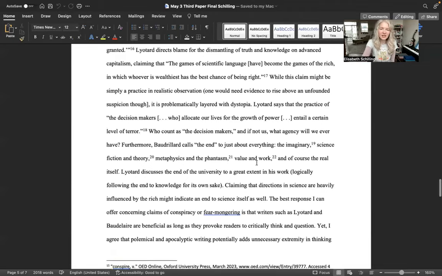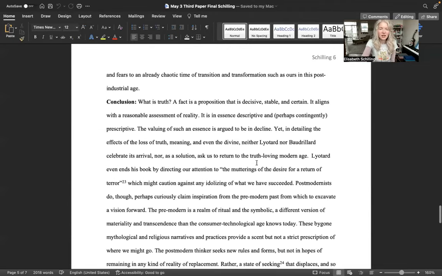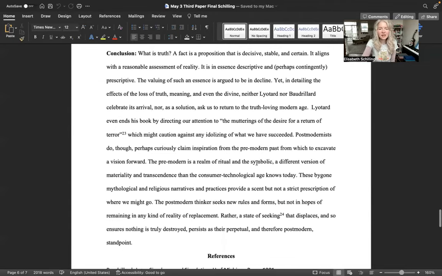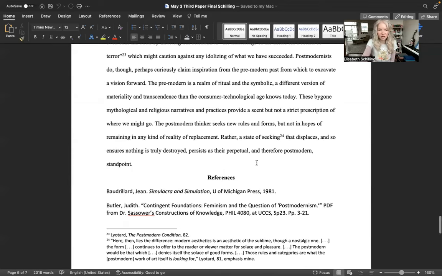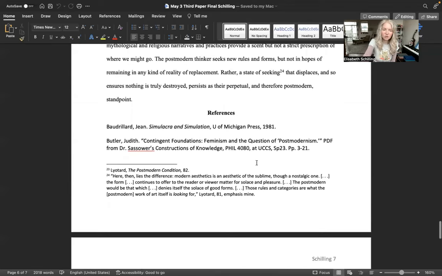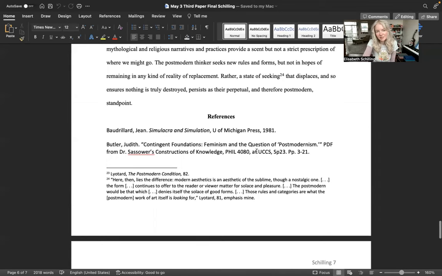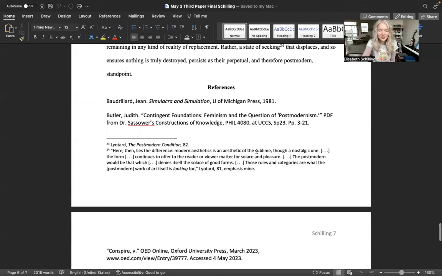So anyway, here is the counter argument, and I'm addressing those, and then you have your conclusion and your references. I used footnotes here. I did a mix of MLA and, I think, Turabian and Chicago.